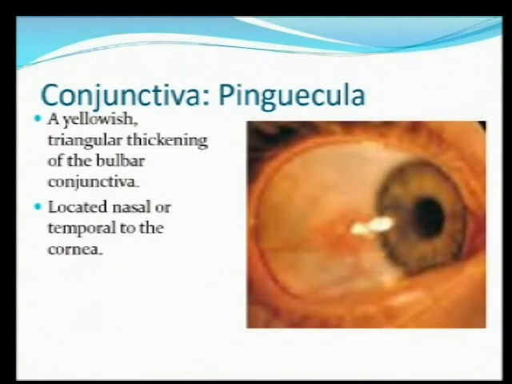All right, pingueculas. We looked at one earlier at the very beginning tonight. It's a yellowish triangular thickening of the bulbar conjunctiva, usually located at either 3 or 9 o'clock, caused by excessive exposure to ultraviolet light. And it's a cumulative thing. Back when I was up in New England, I would see this in people that were in their 60s, 70s, that had lived outside, worked construction, worked on the fishing boats. Those are the people that got it.